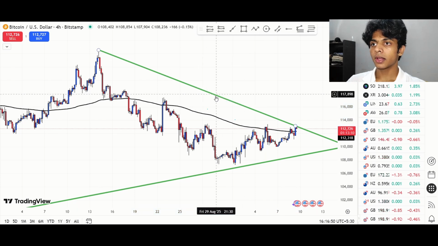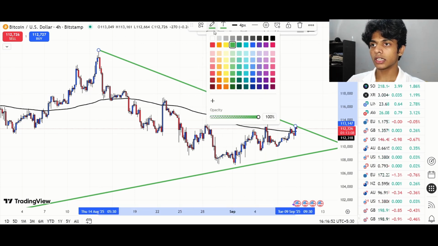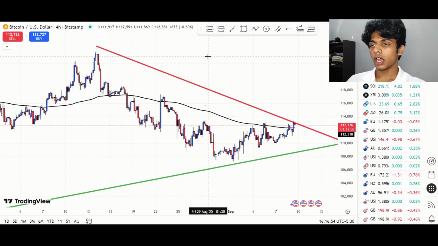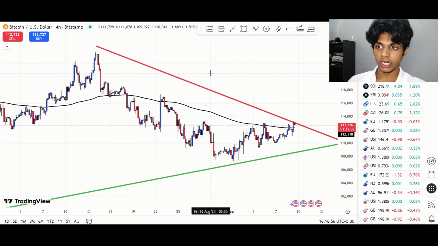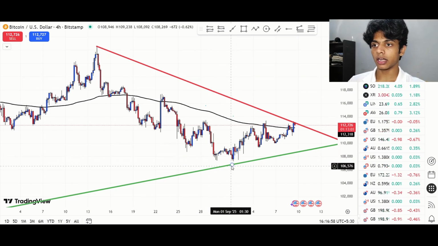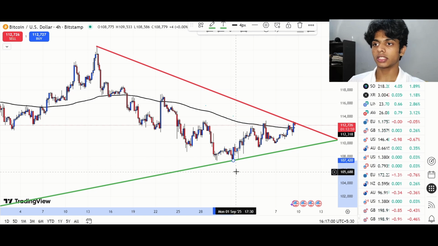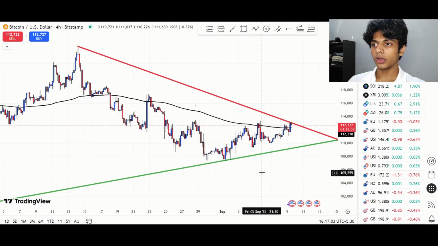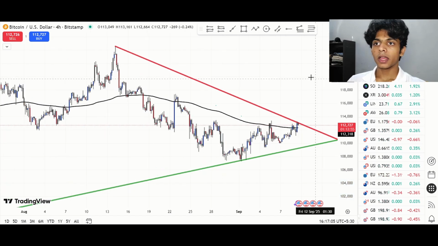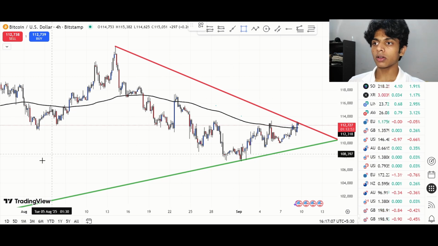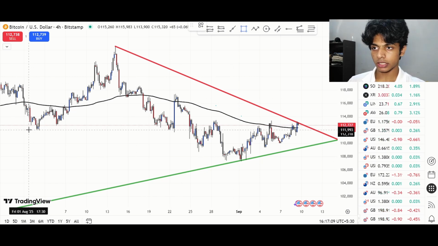I'm just going to give this a different color, that is red. Now you know that the downtrend is marked in red shades and the uptrend is marked in green trend lines, or green rays, or green shades. Now this is how it looks. After this, I'm going to mark out all the important support and resistance zones.